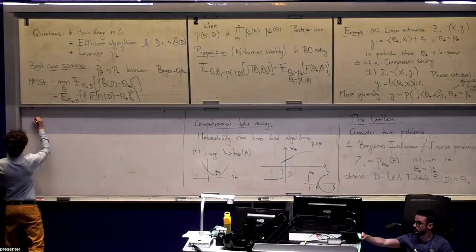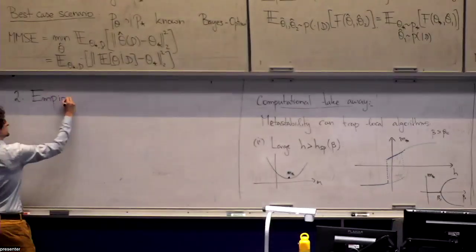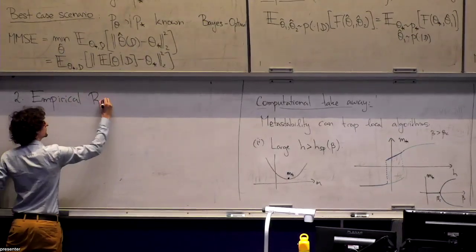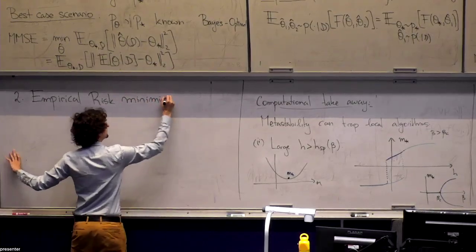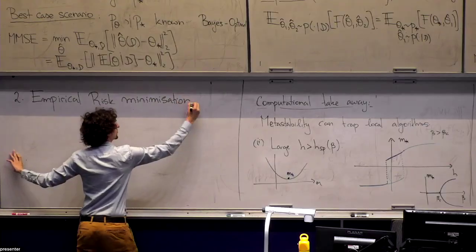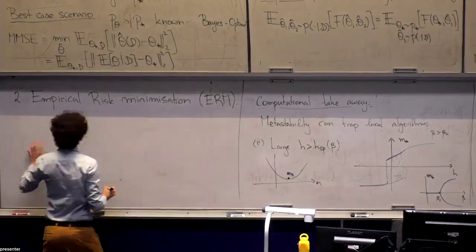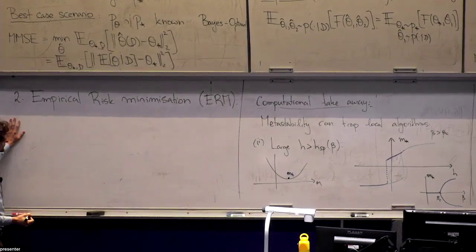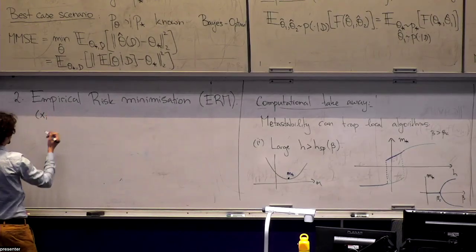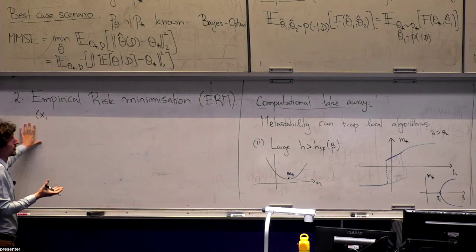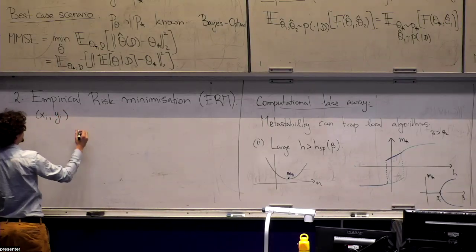Toolbox 2. Empirical risk minimization, also known as ERM. Okay, so empirical risk minimization, let me go really quickly over that. Let's consider one particular case of supervised learning. In supervised learning, you have some pairs of data.